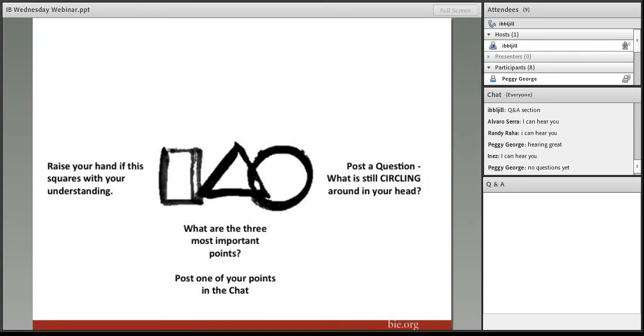A little metacognitive moment for us so we can interact together. Did you find 3 important points that you connected to the most? If so, maybe you could post one of those points in our chat section. If you still have some questions circling around in your head based on the 8 essential elements, put one of those questions in our question and answer section. That way at the end we can get back to those.